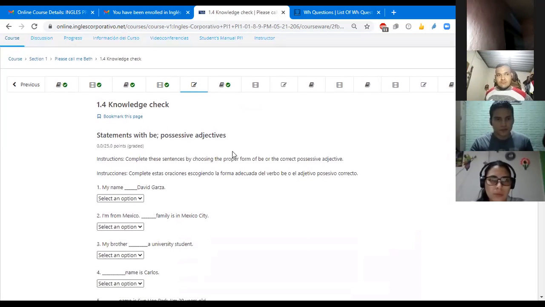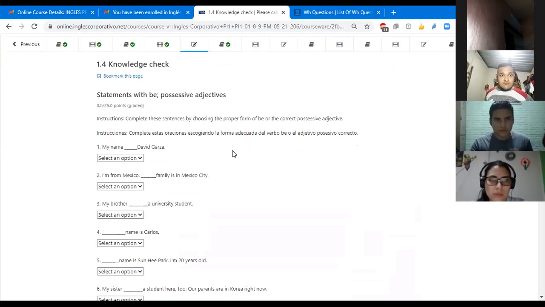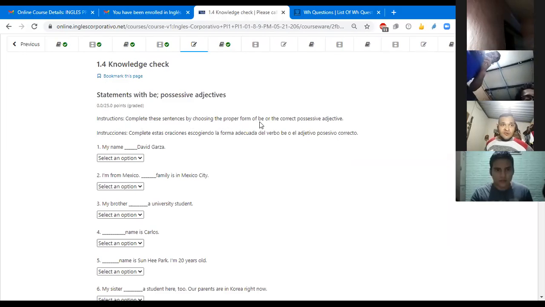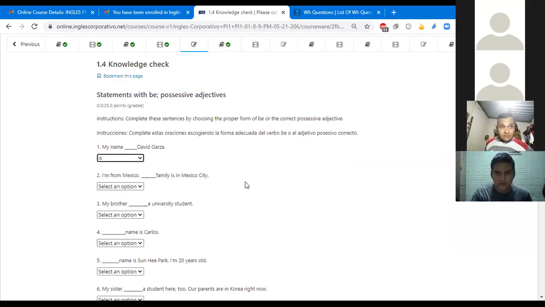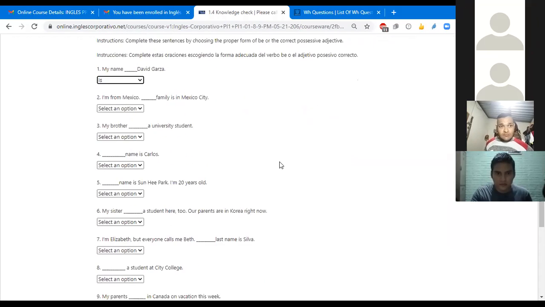Then we have the knowledge check, in which we have to put into practice the previous knowledge, right? It says, instructions: complete these sentences by choosing the proper form of be or the correct possessive adjective. And then we have this one that says my name. Then you have to choose one word from here. Which one would be the correct one? My name is. Okay, very good.